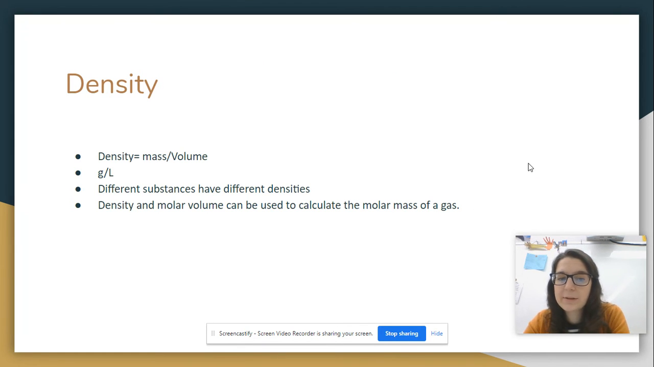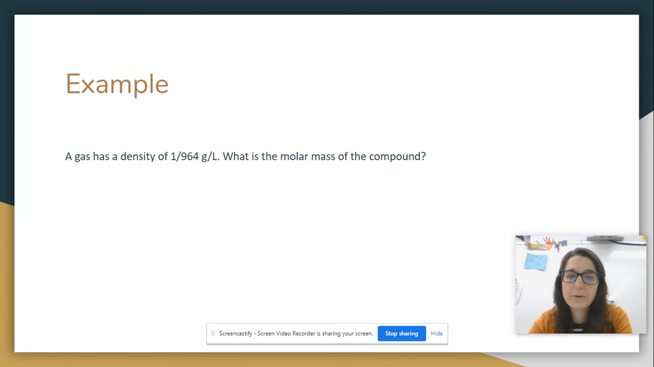There's another idea we haven't really talked about too much, and that's density, which is always the mass of something over its volume. Different substances do have different densities, and we usually report this in grams per liter, although the density of water that I gave you for the little stations, I gave in grams per milliliter. Density and molar volume together for a gas can be used to calculate the molar mass of that gas just by canceling units. So I have an example to go along with that.